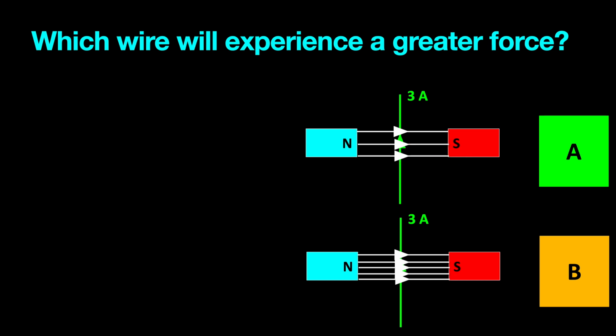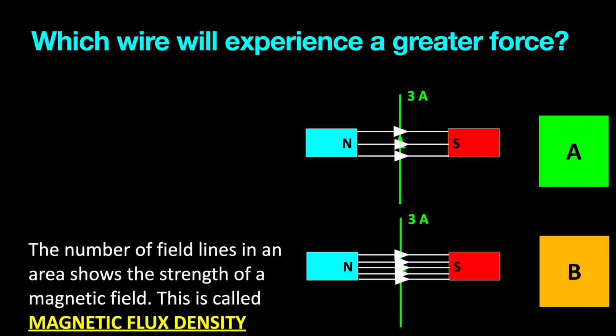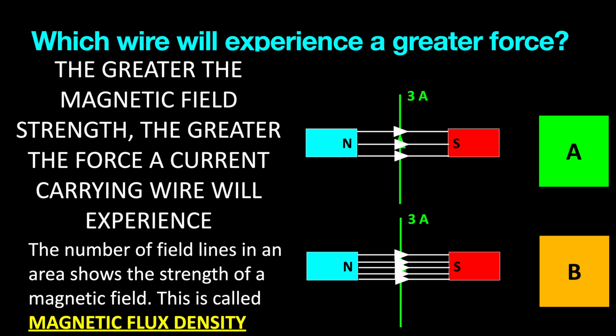The number of field lines in an area shows the strength of the magnetic field. This is known as magnetic flux density. And this shows the strength of the magnetic field. And the greater the magnetic field, the greater the force a current carrying wire experiences. Therefore, we can say that because the current is the same in both cases, and the length of the wire in the magnetic field is the same in both cases, diagram B shows a wire that experiences a greater force.